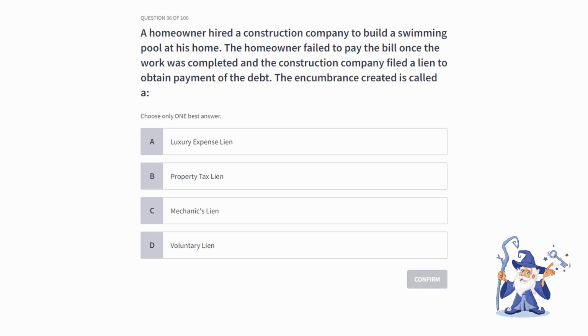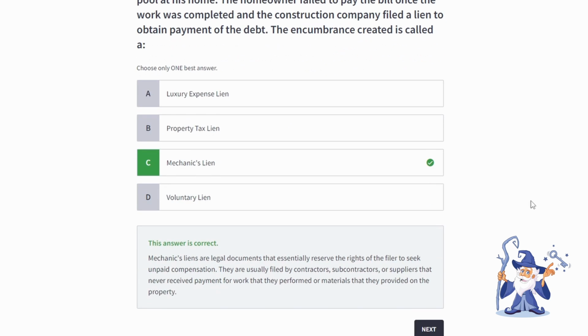Okay, so what's our correct answer for this one? Well, it's going to be C. It's a mechanics lien. Mechanics liens are legal documents that essentially reserve the rights of the filer to seek unpaid compensation. They're usually filed by contractors, subcontractors, or suppliers that never receive payment for the work that they performed or materials that they provided on the property.